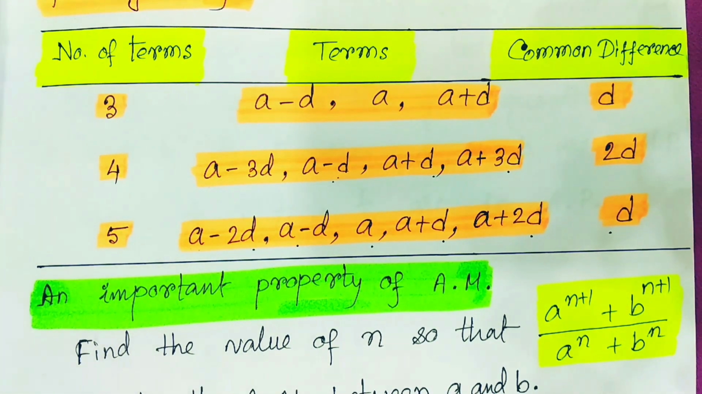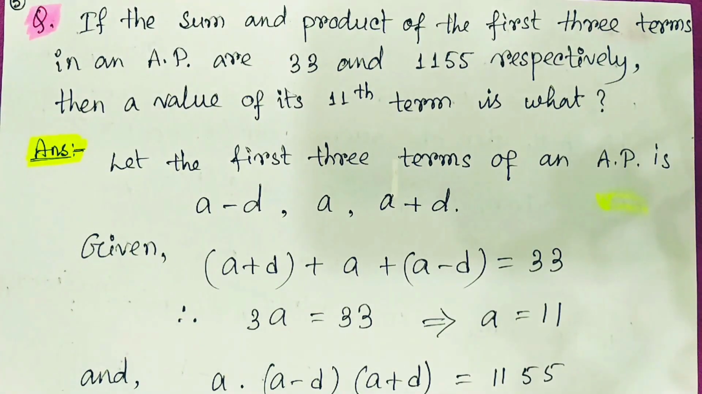Now corresponding to that, we just do one example so that you can understand this selection better. The question is: if the sum and product of the first 3 terms in an AP are 33 and 1155 respectively, then what is the value of its 11th term? So it is given that the sum of the first 3 terms of an AP is 33 and their product is 1155. Our requirement is the value of the 11th term.